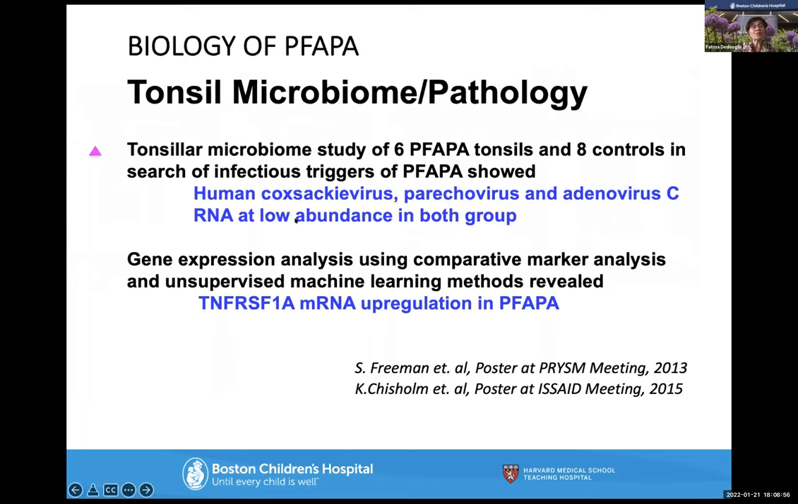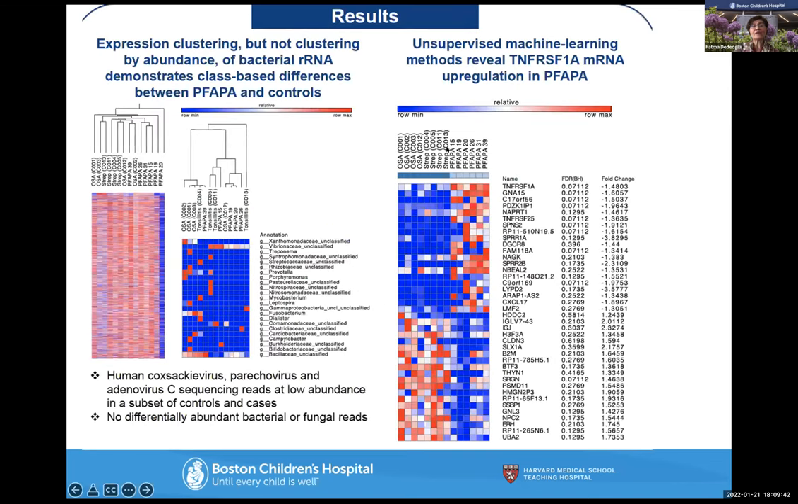We also, years ago, tried to look at the microbiome of the tonsils and used 6 PFAPA tonsils and 8 controls, 4 of which were strep tonsillitis and 4 obstructive sleep apnea. In terms of microbiome, we did not really find any difference, as we were not at the time using real control tonsils. But there's one interesting thing that we found in that small group: TNF receptor superfamily 1A, which is the gene mutated in TRAPS patients, was higher in expression in our PFAPA patients at the time.